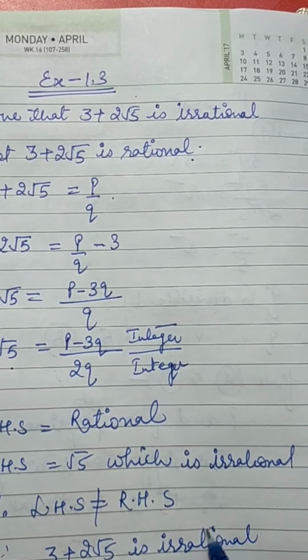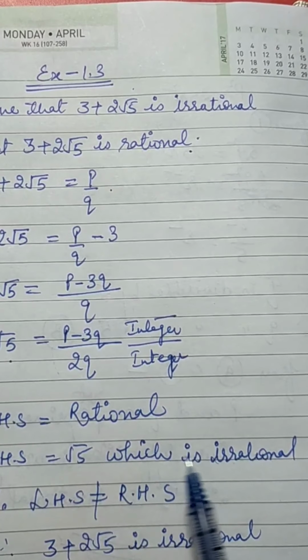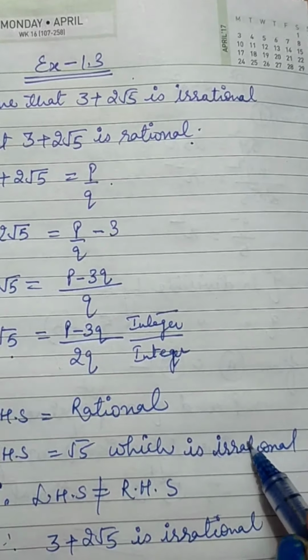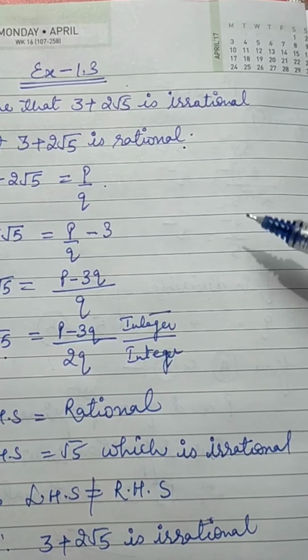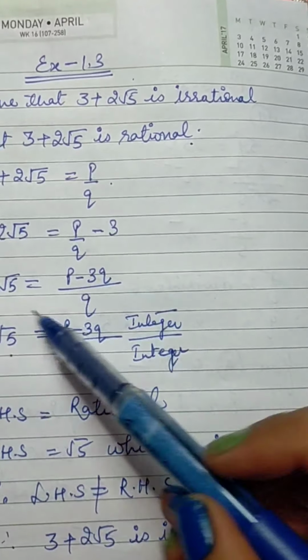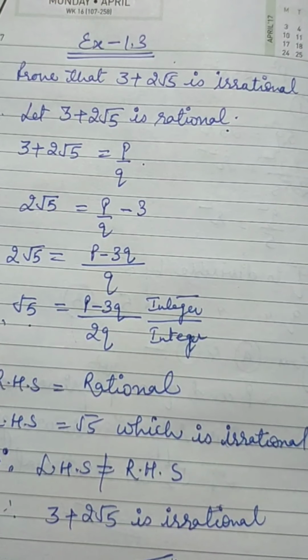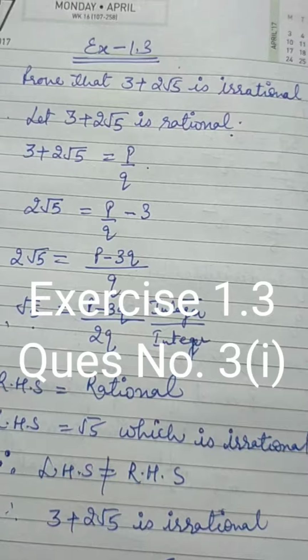If this question comes for 2 marks, we just have to write it as such: root 5 is irrational by definition. But if it comes for more than 2 marks, 3 marks or 4 marks, then we have to individually prove root 5 to be irrational, as done in question number 1.